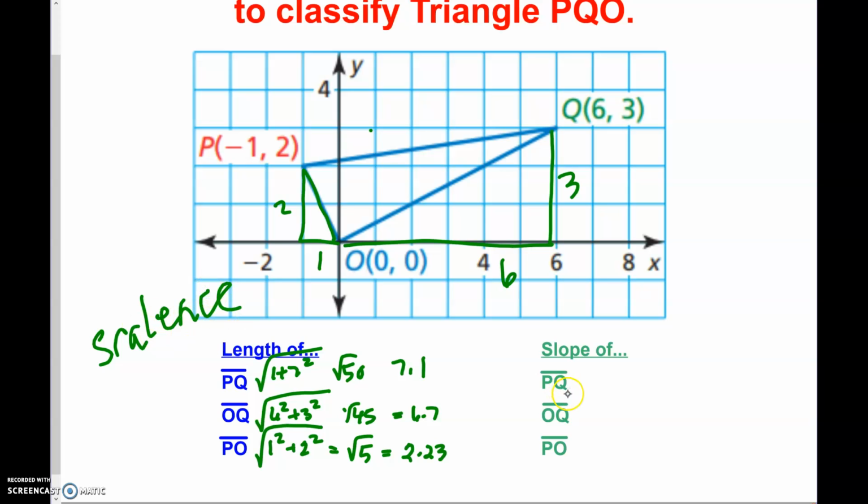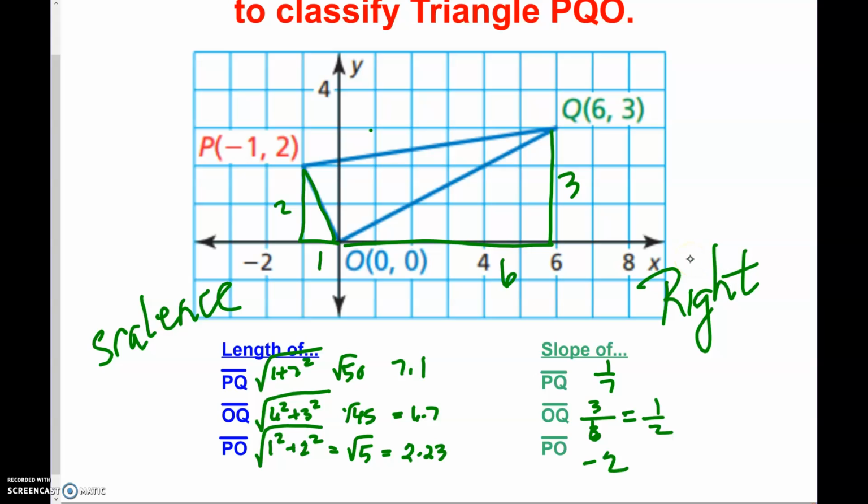Then if we find the slope of PQ, so PQ is up 1 over 7. OQ is going to be, so what's that up? 1, 2, 3 over 6. So, whoops, that's a 6. So that is 1/2. And PO is going to be up 2 over 1, so that's a -2. Well, if we look at 1/2 and -2, they are perpendicular to each other, so we would say right.